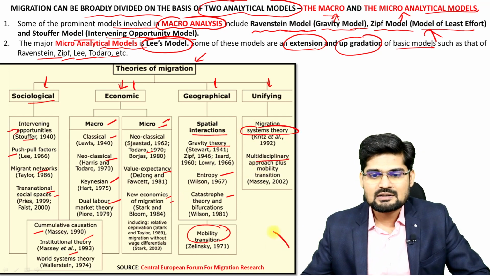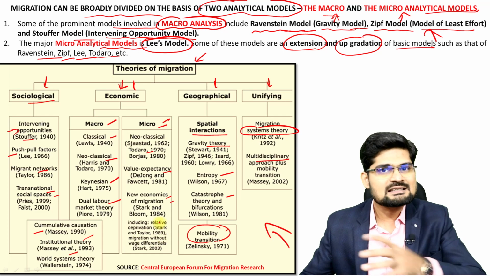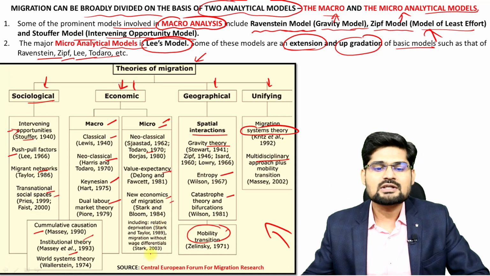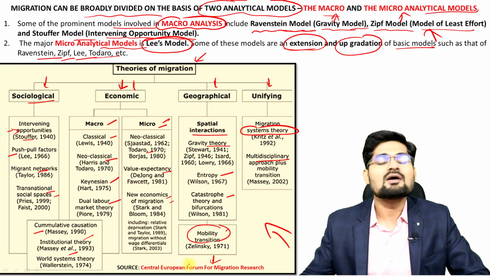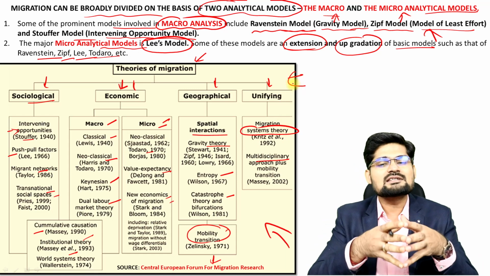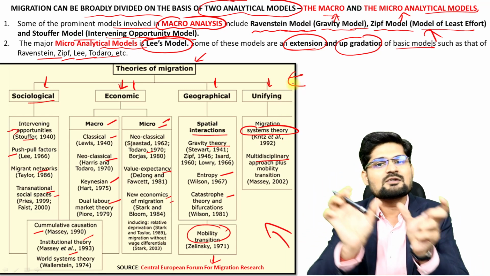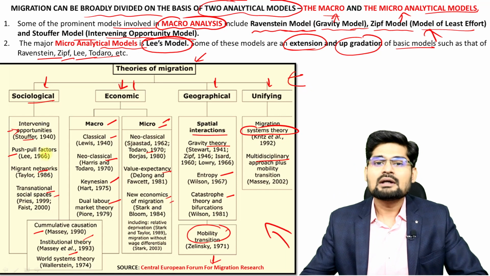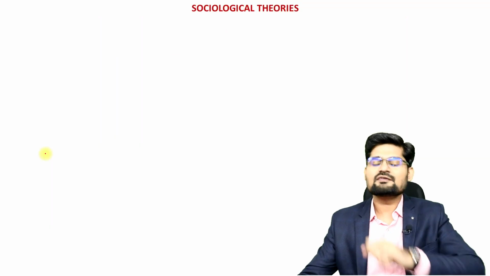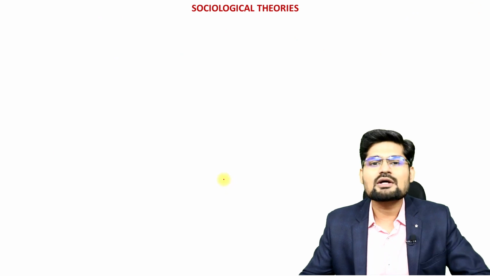So this particular flow diagram, which gives us the entire gist of the theories of migration in one frame, is actually coming from the Central European Forum for Migration Research. Now they have compiled these entire theories of migration into several heads or several branches, as you can see here. Now, it's important for us to look into these particular heads and branches. So first of all, we are going to look into the sociological theories.